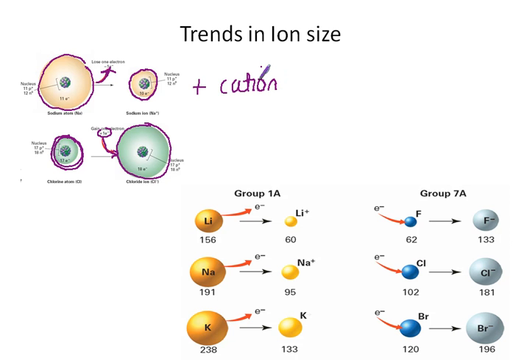you get a smaller ion, okay? The negative anion is larger. And when I say smaller and larger, I mean smaller or larger than the actual uncharged atom, okay?